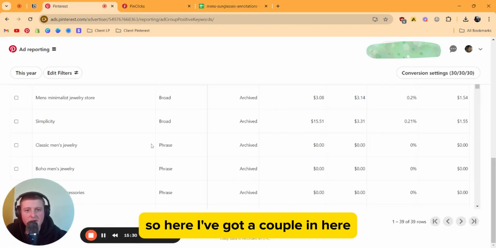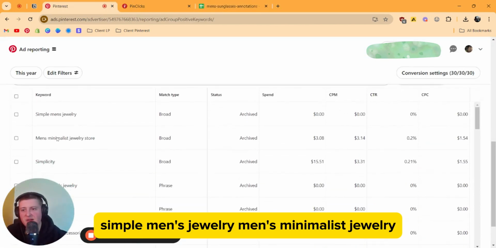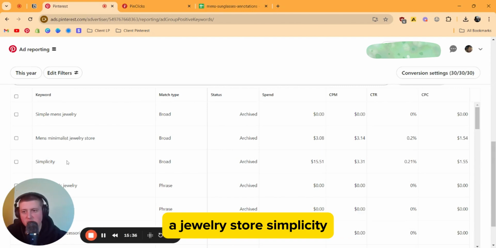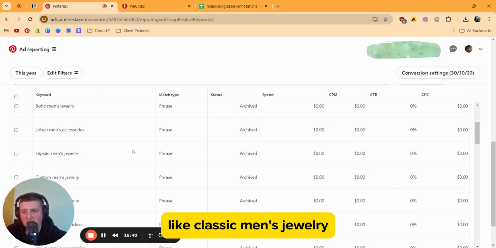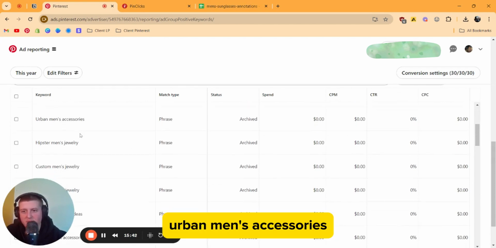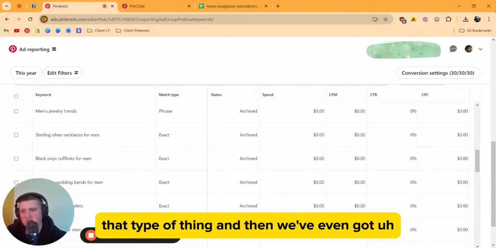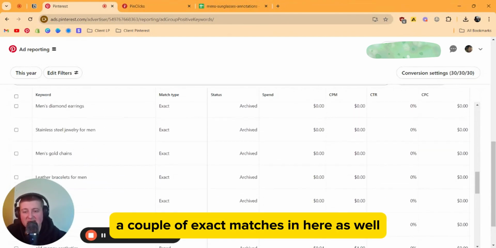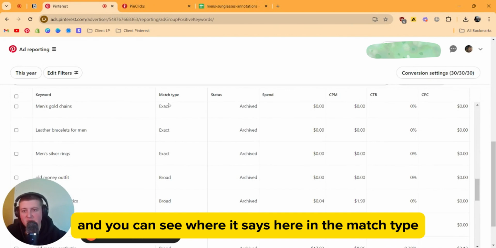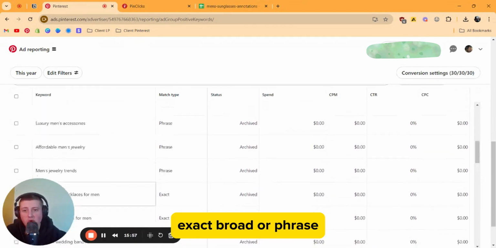Okay, so here I've got a couple in here, and what you can see is that we've got simple men's jewelry, men's minimalist jewelry, jewelry store, simplicity, and so on in our broad match. And then when it comes down to these ones, like classic men's jewelry, urban men's accessories, hipster men's jewelry, that type of thing. And then we've even got sterling silver necklaces for men, a couple of exact matches in here as well. And you can see where it says here in the match type, exact, broad, or phrase.